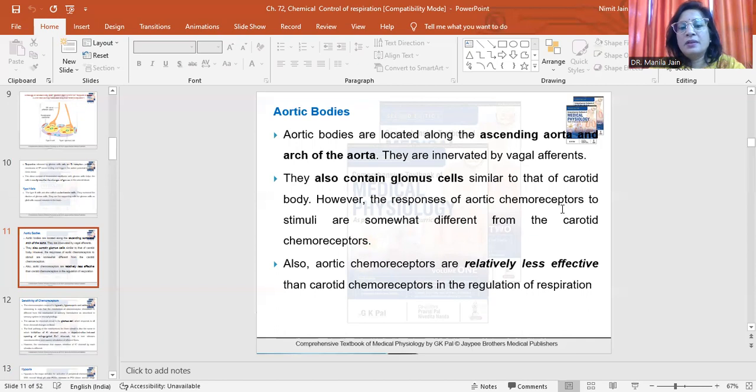The response of aortic chemoreceptors to stimuli is somewhat different from the carotid chemoreceptors. Also, aortic chemoreceptors are relatively less effective than carotid chemoreceptors in regulation of respiration. So, aortic bodies are located along the ascending aorta and the arch of aorta, containing glomus cells, and aortic chemoreceptors are less effective than the carotid chemoreceptors.